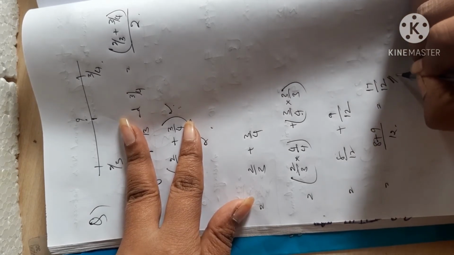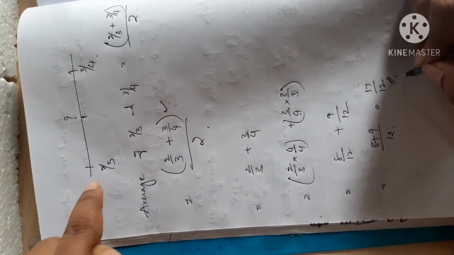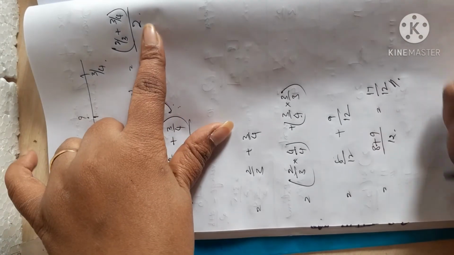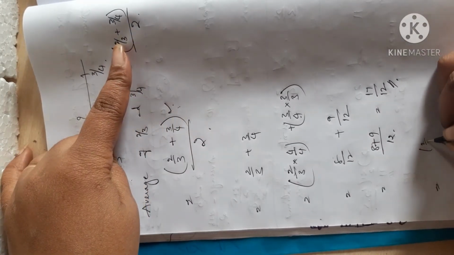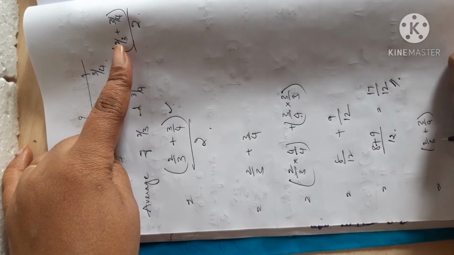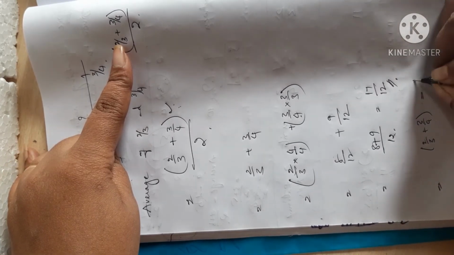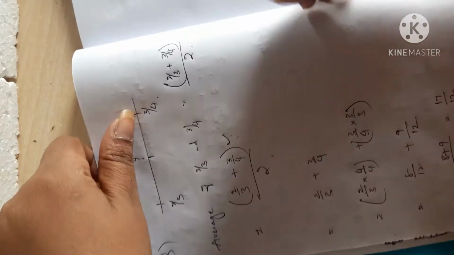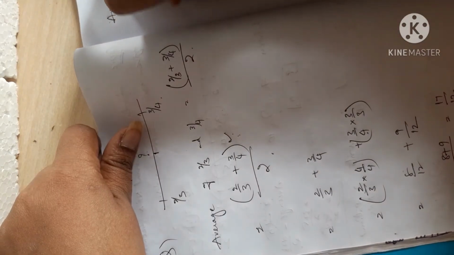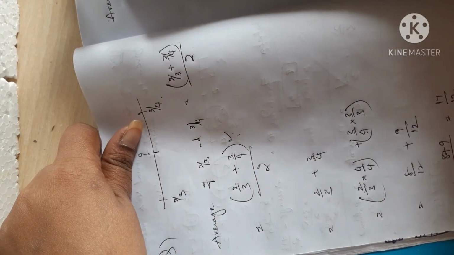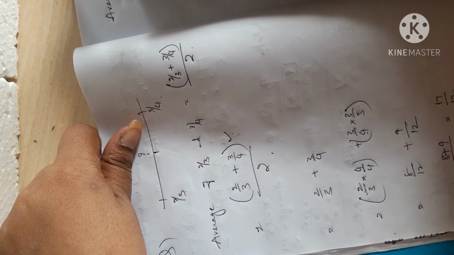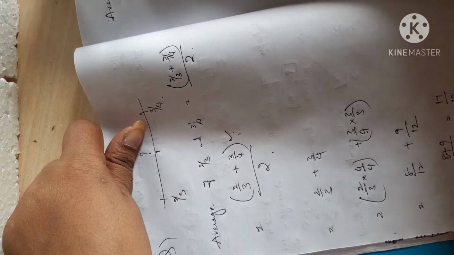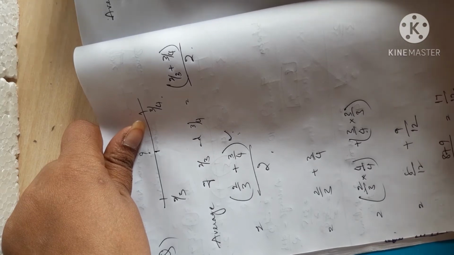So this is the addition of these two numbers, but we need to divide, right? So 2 by 3 plus 3 by 4 is equal to 17 by 12. Now what is the average then? Average is equal to 2 by 3 plus 3 by 4 by 2. So 17 by 12 by 2.